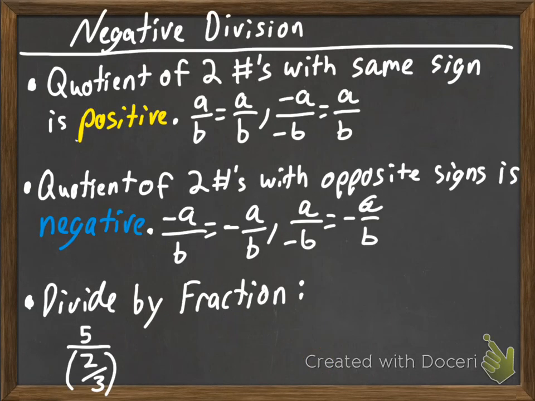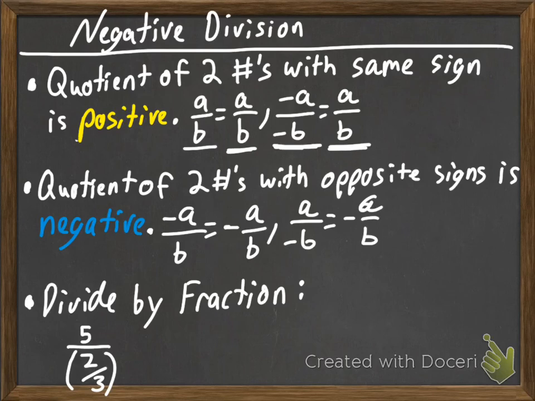Okay, on to the last slide. We're going to talk about negative division properties. So the first one says that the quotient of two numbers with the same sign is positive. So if we're dividing a positive number by a positive number, like here, we get a positive number. If we divide a negative number by a negative number, like this, we will get a positive number. So two positives equal a positive, two negatives equal a positive. Just like our negative multiplication property.